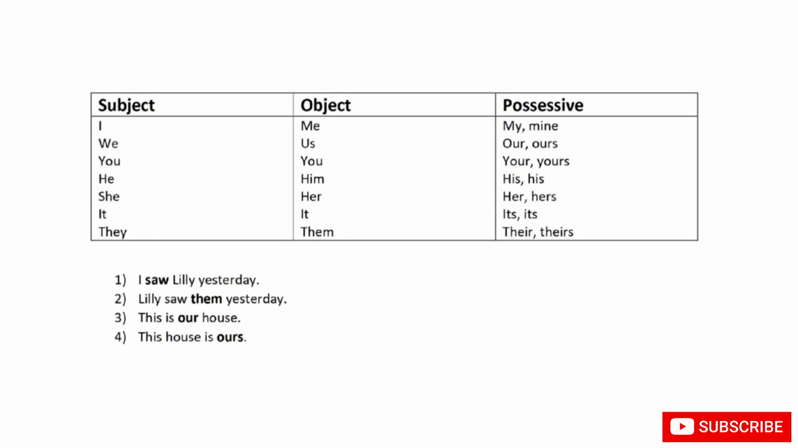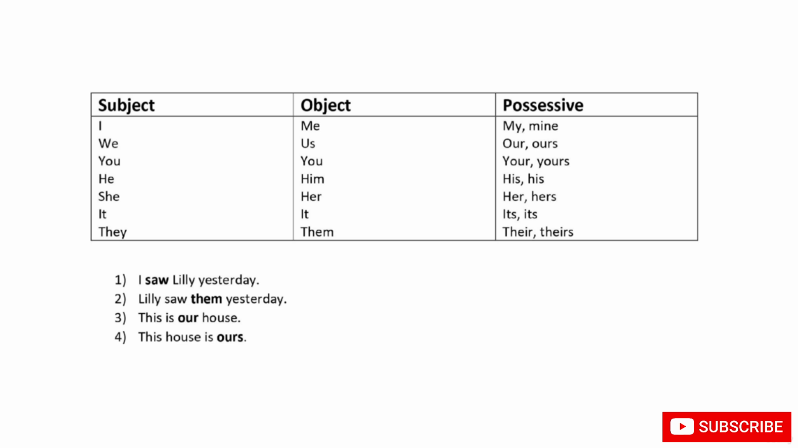And you can replace that with any other subject pronoun. You can say, we saw Lily yesterday, or he saw Lily yesterday, etc. An object pronoun is used in the object position in a sentence. For example, Lily saw them yesterday. Here, them is an object pronoun, and you could use any other object pronoun in that place.